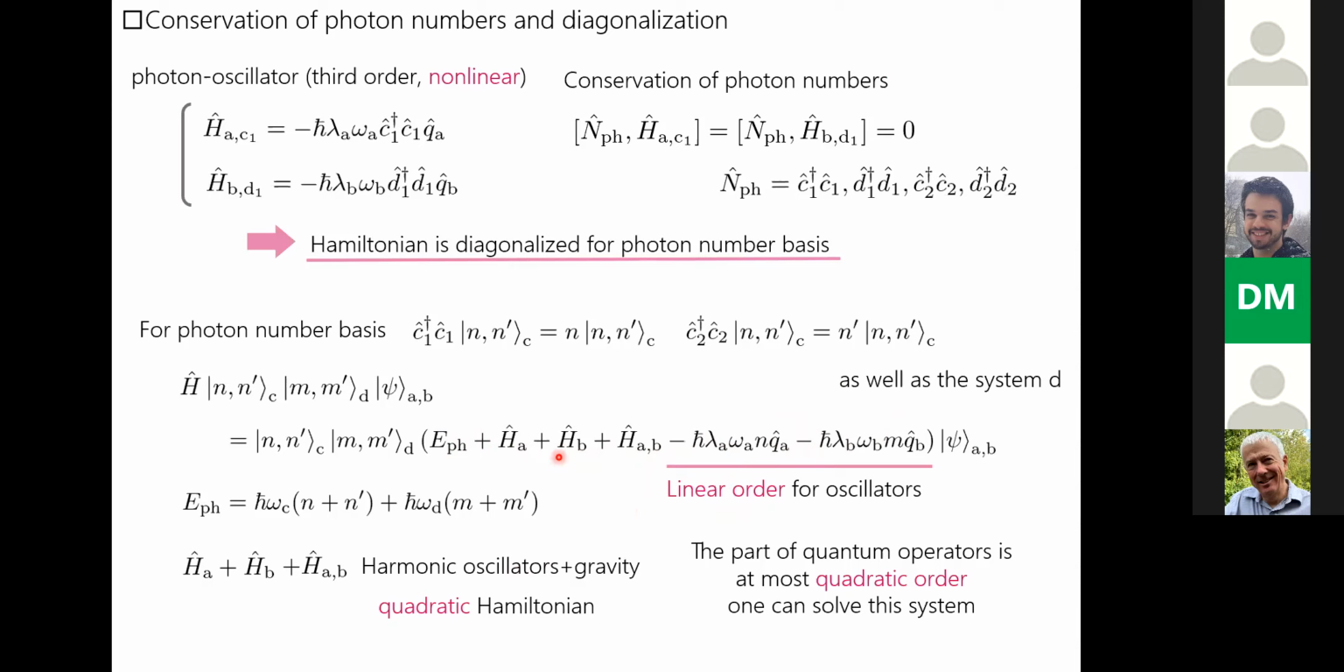Here, let us remind that the Hamiltonians of the harmonic oscillators, HA and HB, and the gravitational interaction, HAB, are given by the quadratic form of the oscillators. Also, the terms which come from the photon-oscillator interaction are given in the linear form of the oscillators, because the photon number operator is diagonalized. The part of the quantum operators appearing in this equation is at most quadratic order of the oscillators. Hence, we can solve the Schrödinger equation of the total system.